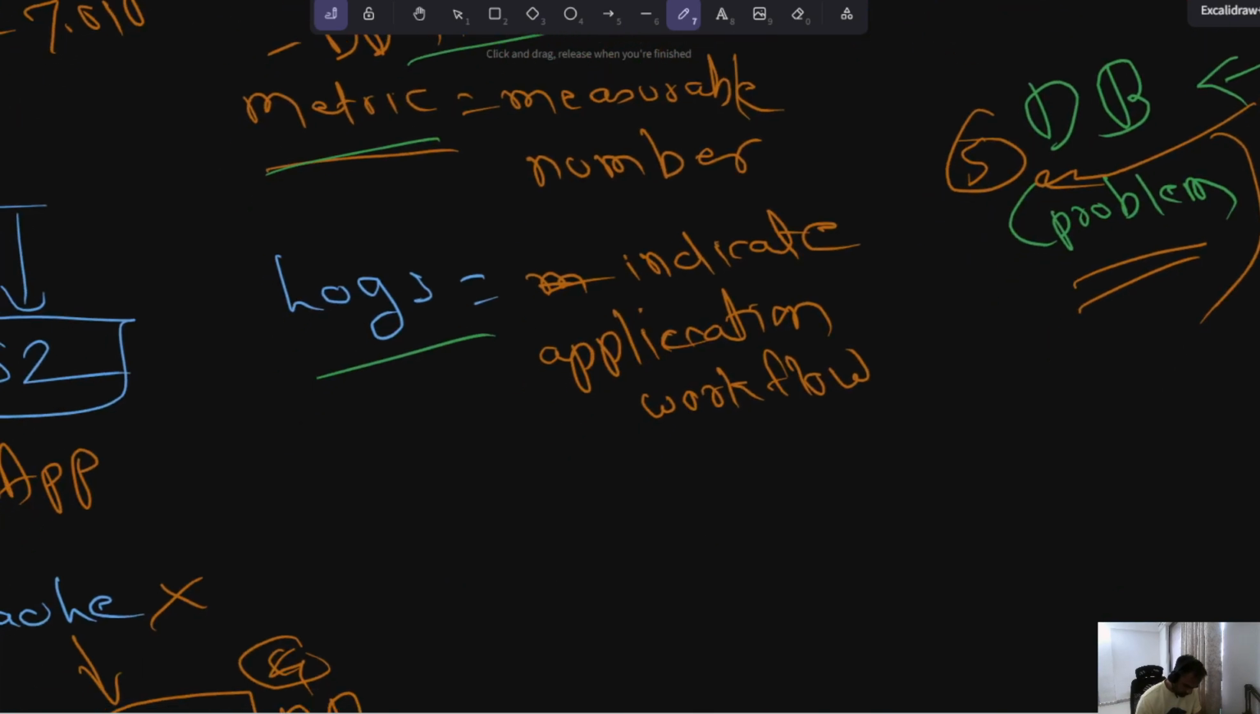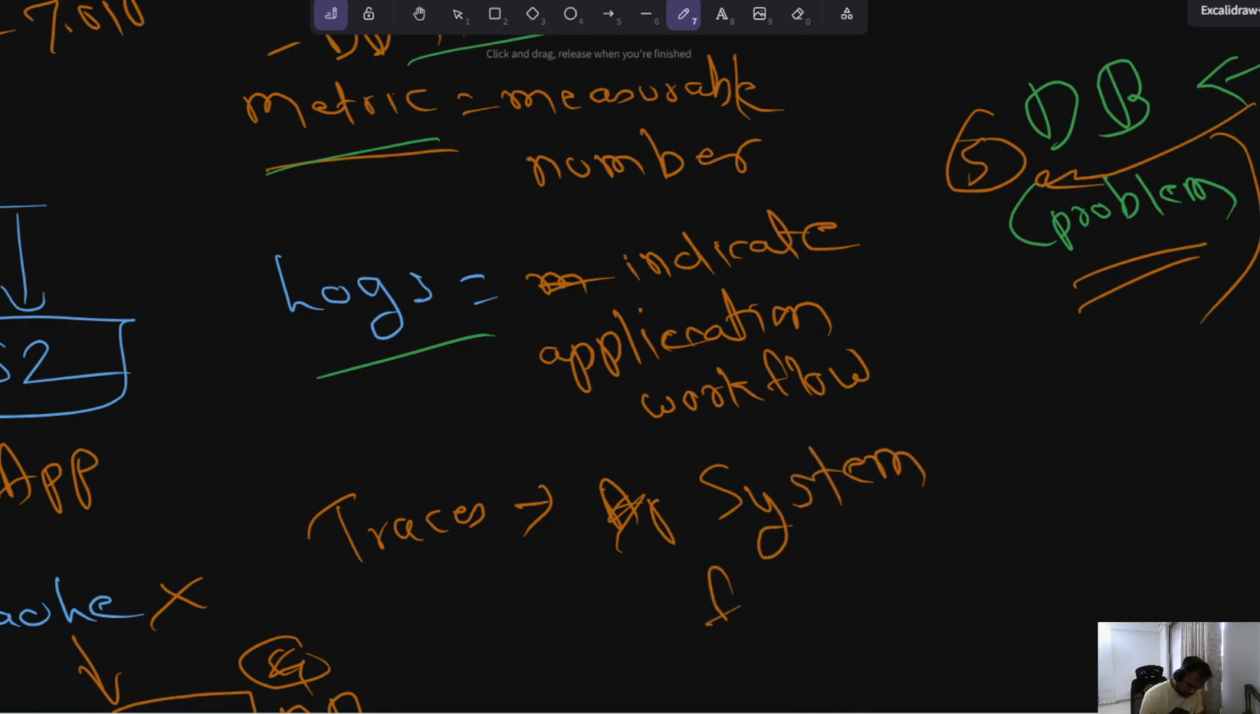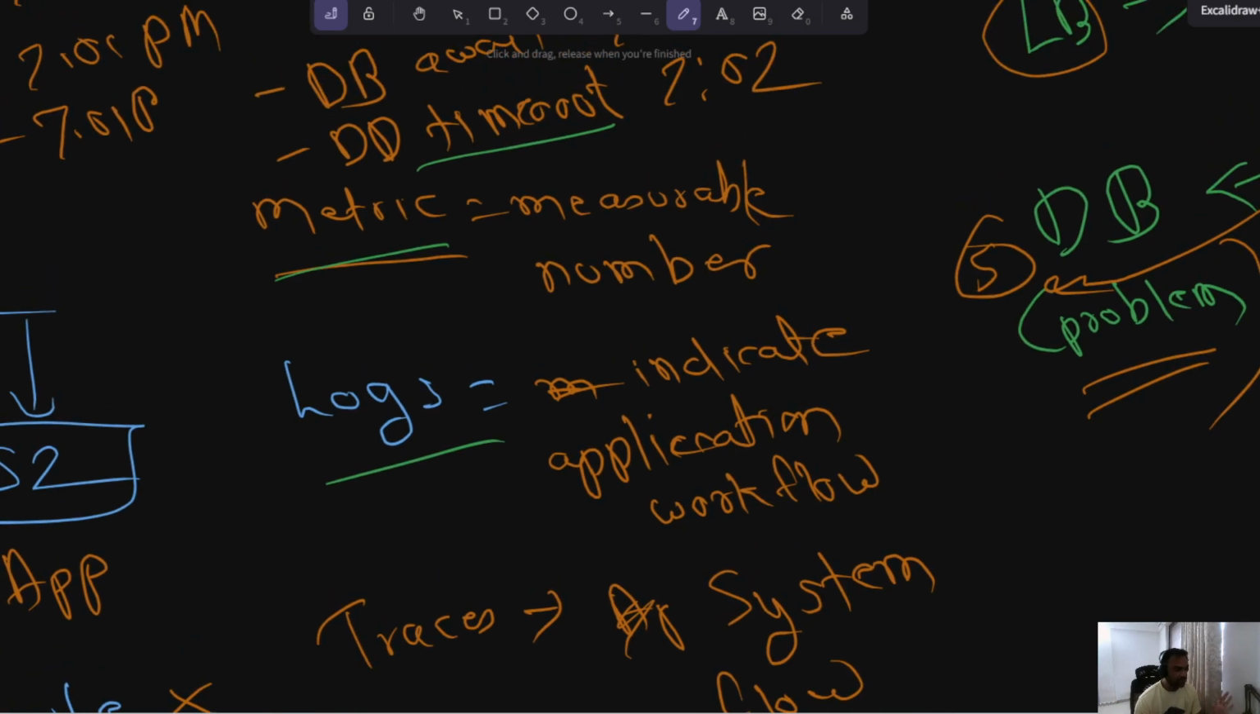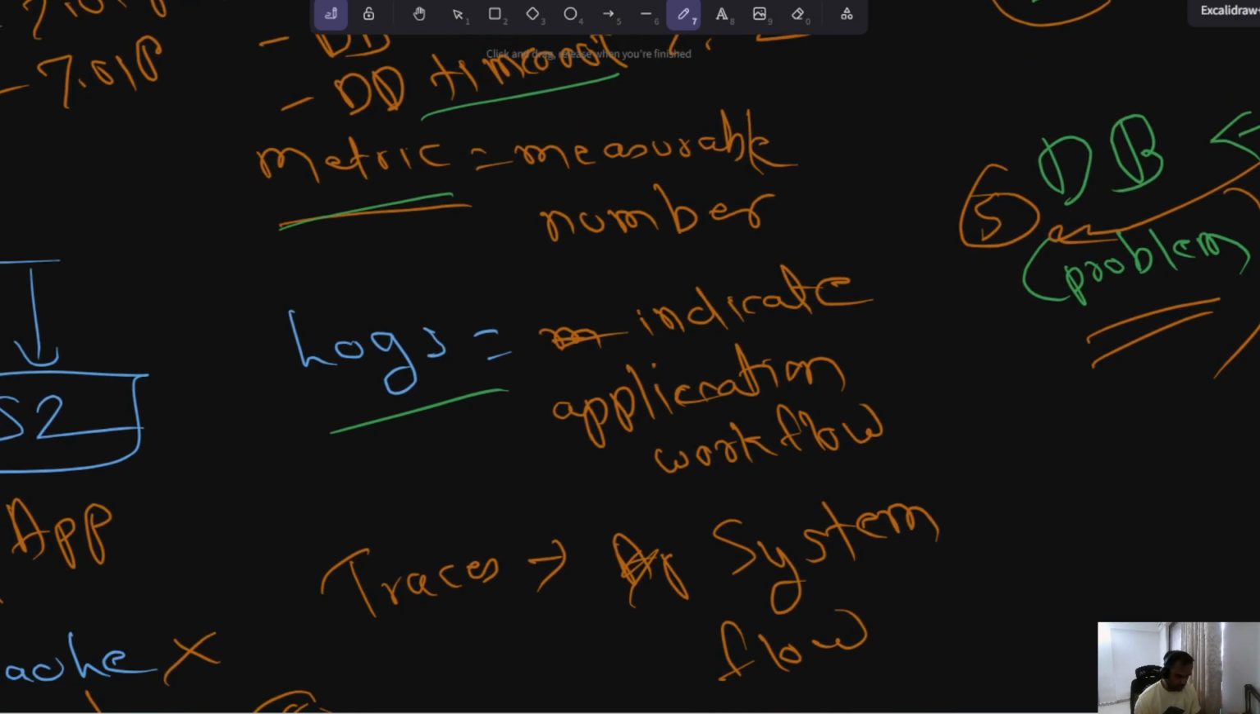So traces are equal to system flow. Logs indicate application workflow, or what is happening in the application. Traces indicate system flow. That is the clearest and the simplest explanation I could think of for metrics, logs, and traces. And all three are very key to observability.